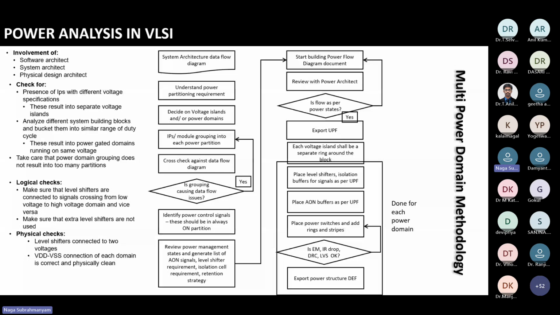Understand the power partitioning requirement, how to partition the power, then decide on voltage islands or power domains. Then module grouping into each power partition, and cross check against the data flow diagram. As per our requirement, check whether power is partitioned and power domains are created. Whatever groups we divided, are they causing any data flow issue?